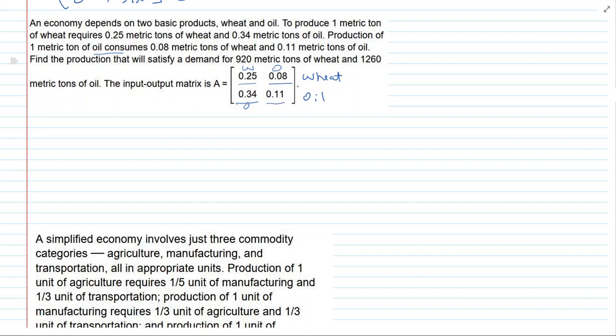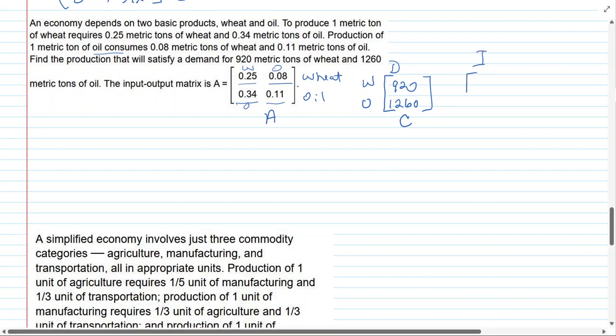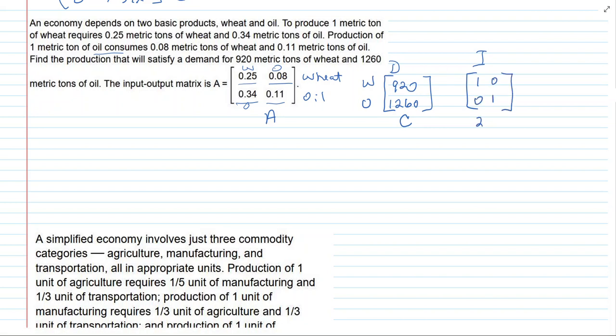All right. And we want a demand of 920 metric tons of wheat and 1,260 of oil. All right. So those are our matrix A, our matrix C, and we need our identity, which is 2 by 2. All right. And we want to find the input matrix.